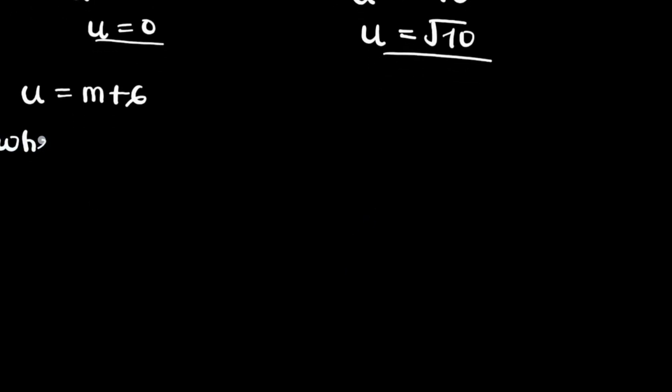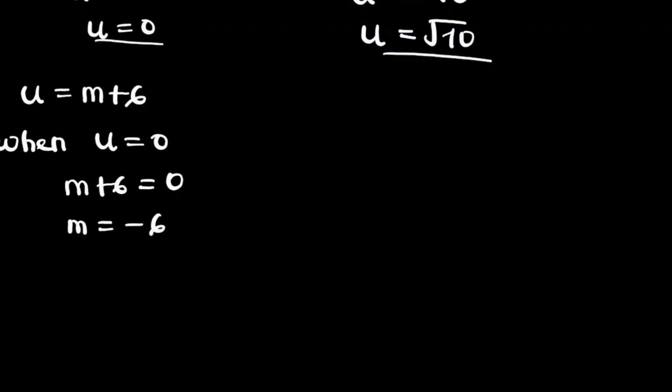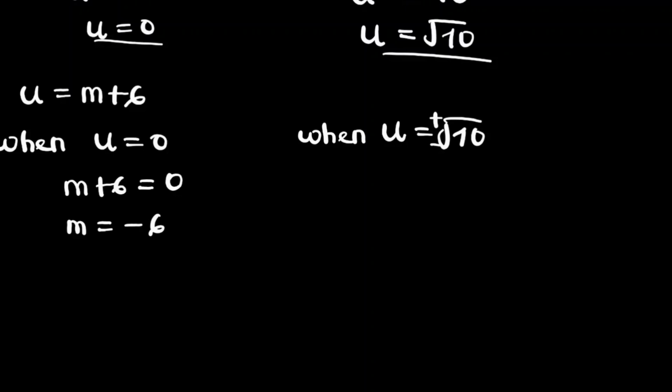When u is equal to 0, we have the first value of m: m+6 equal to 0, which is m equal to -6. Now when u is equal to the square root of 10, this is plus or minus the square root of 10, because when we take the square root, it's going to give us plus or minus.